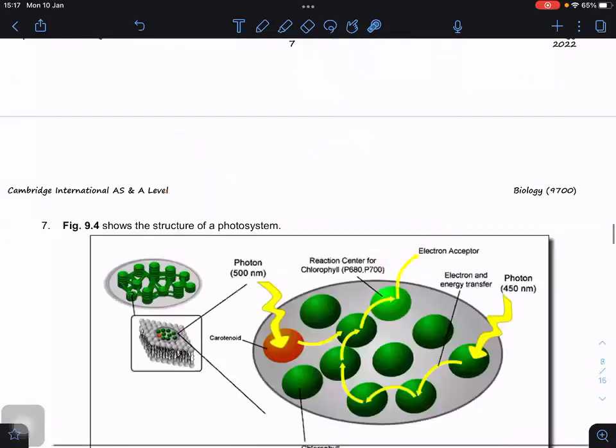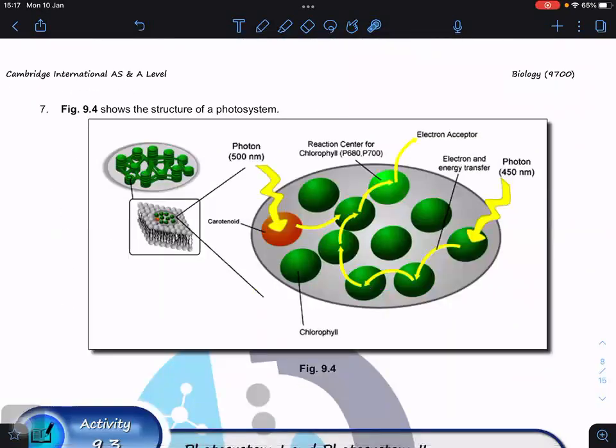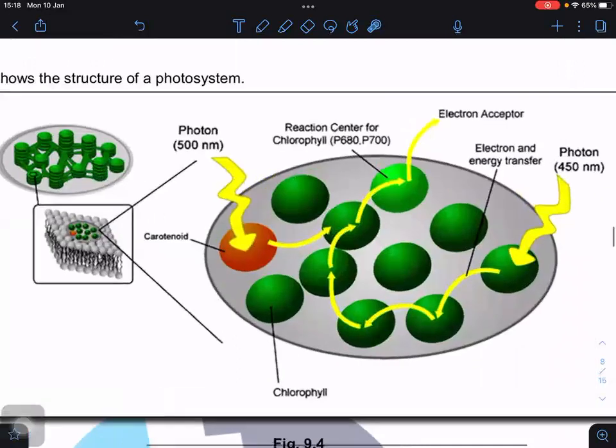So look at the diagram here. This is what I said, the thylakoid membrane. On the thylakoid membrane, you have the cluster like this. This cluster is known as the photosystem. So who is the leader? The leader is the reaction center. When they are the reaction center, we term them as P680 or P700. So what does this mean?